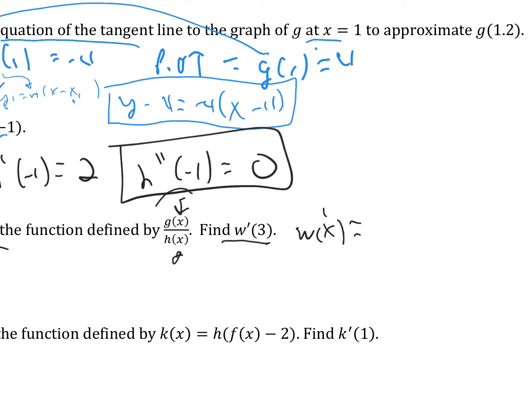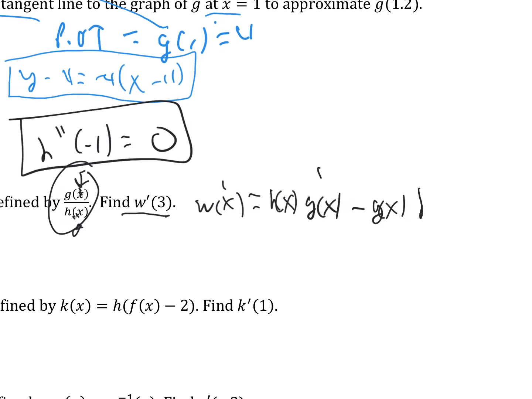So if this is w, and that's a quotient, he's testing you on the quotient rule. So it's the bottom, low-d high minus high-d low, divided by low-low. So the bottom, h of x, times the derivative of the top, which is g prime of x, minus the top, which is g of x, times the derivative of the bottom, which is h prime of x, all over h of x squared.